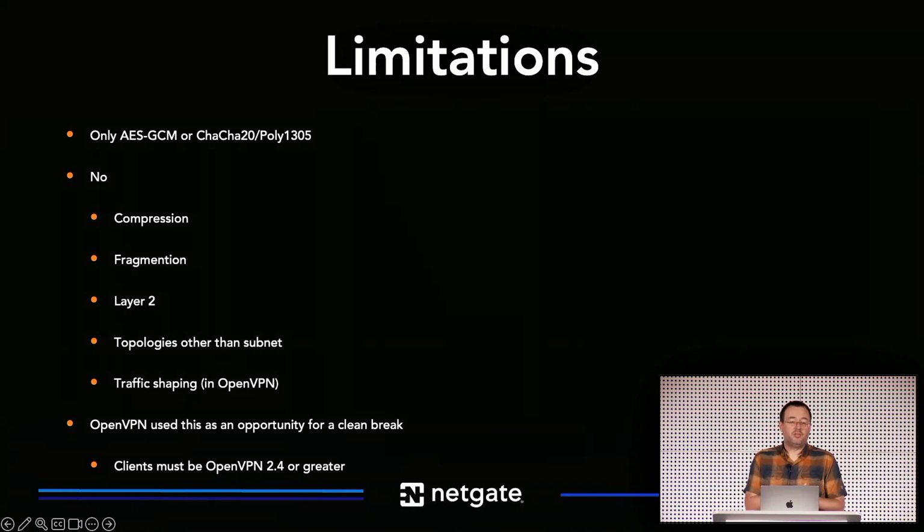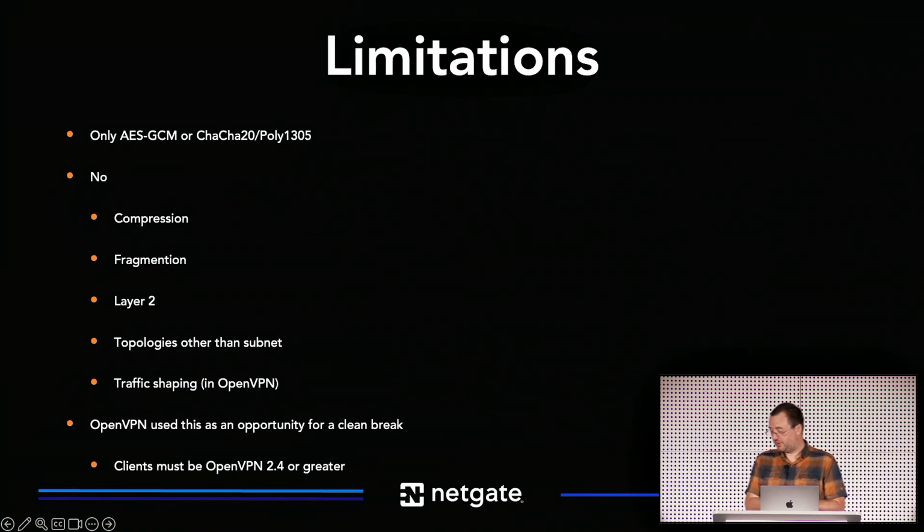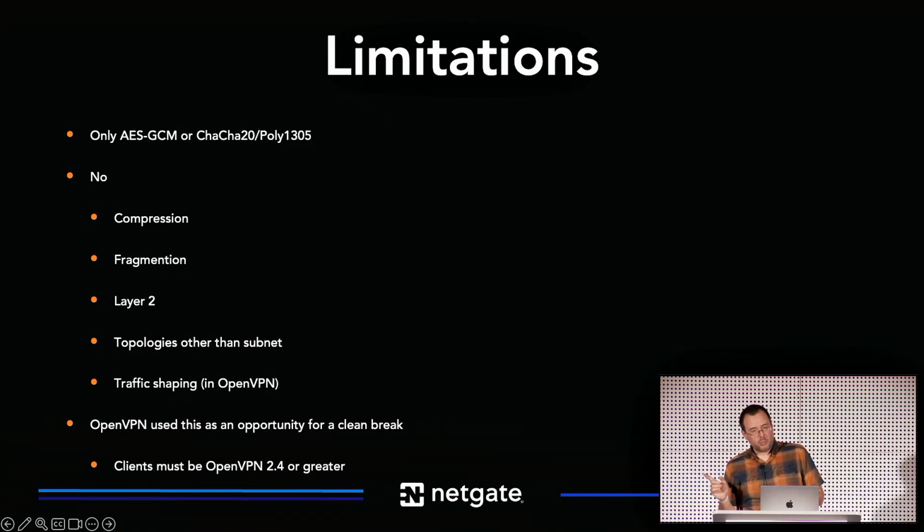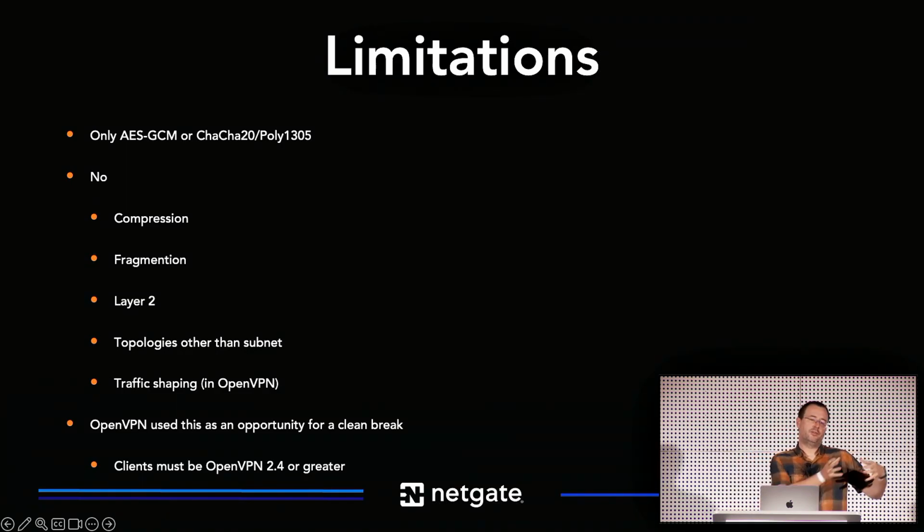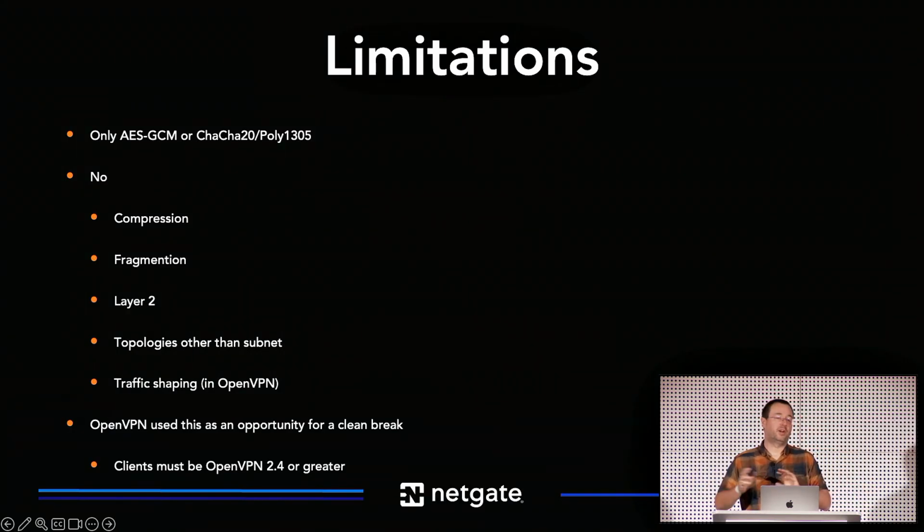As I said, the OpenVPN project used this as an opportunity for a clean break. It means that if you want to use DCO, you have to have an OpenVPN client of 2.4 or greater. I will point out here that DCO is not a protocol change, it's an implementation change. So it is perfectly possible to have a server that's using DCO and a client to not know about DCO at all, or vice versa.